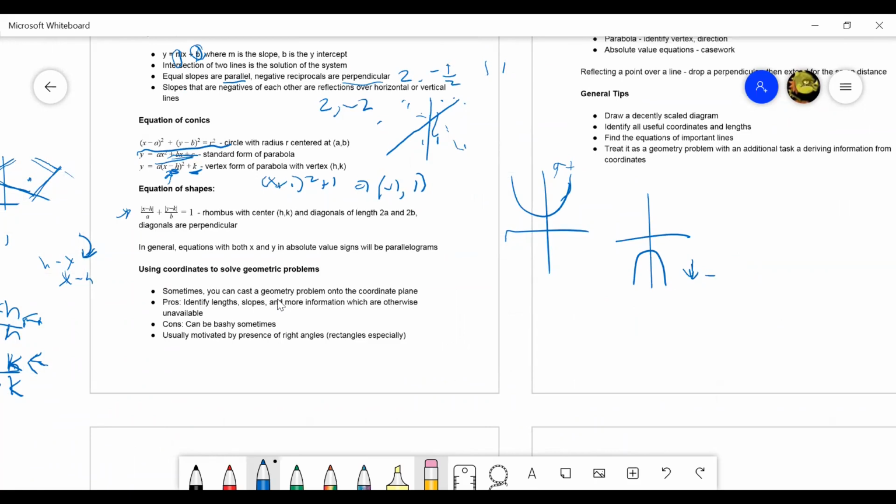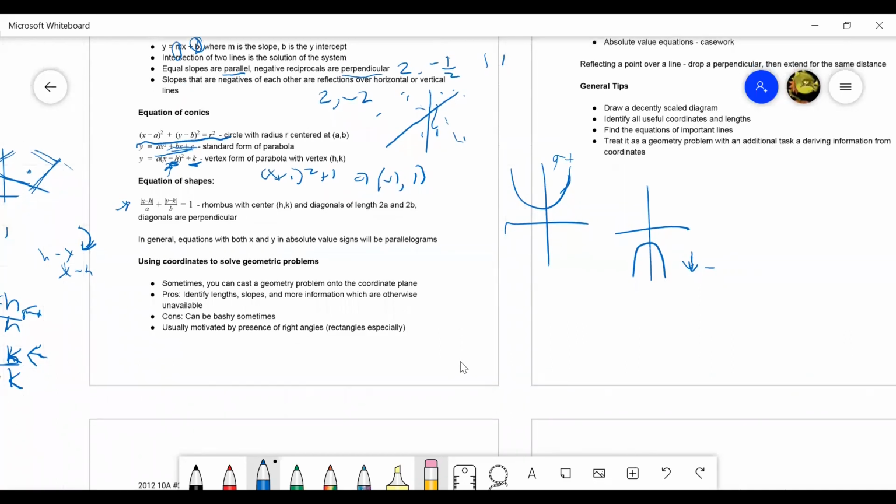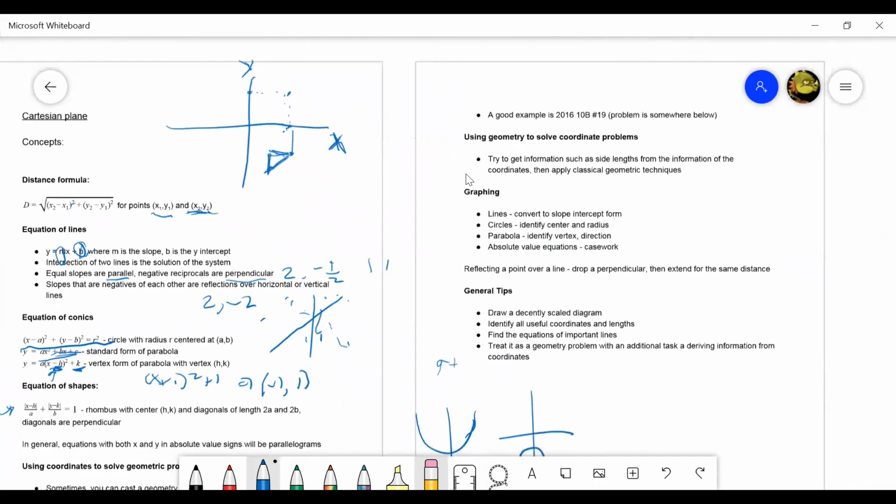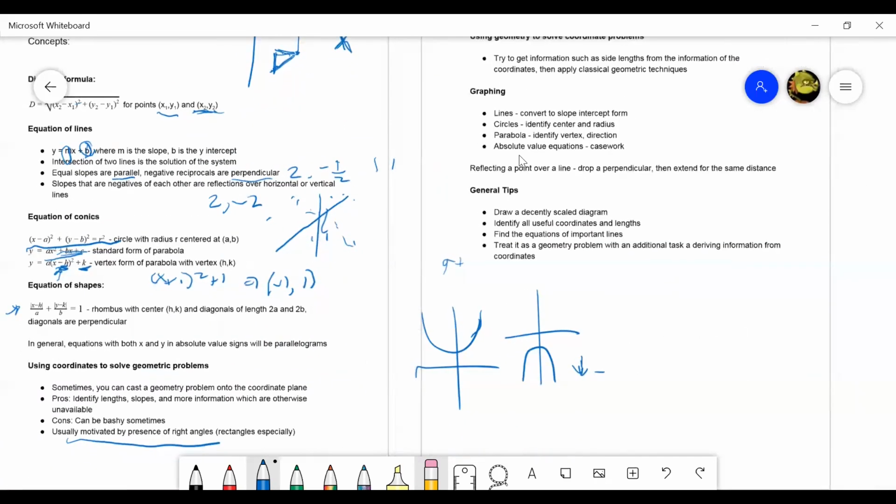So when you see a problem, a lot of times you have to evaluate whether it's worth it to put in that time to solve using this method. But usually when you see lots of right angles, so if the problem has rectangles, coordinate geometry is a really good way to go. All right, so you'll see an example of that later.